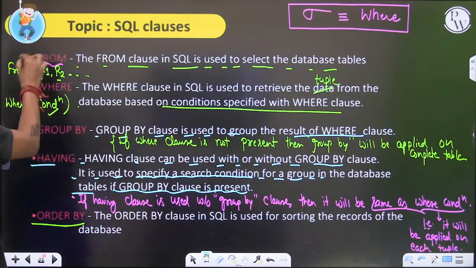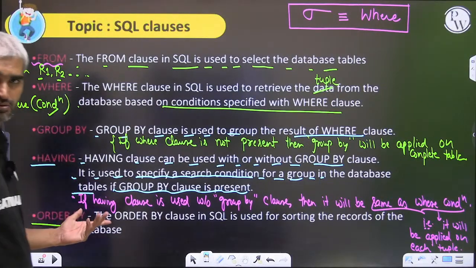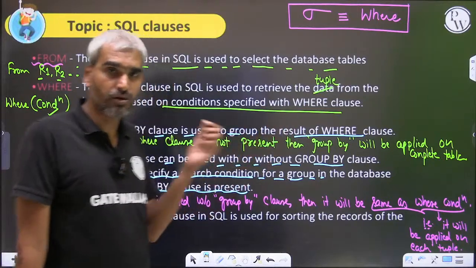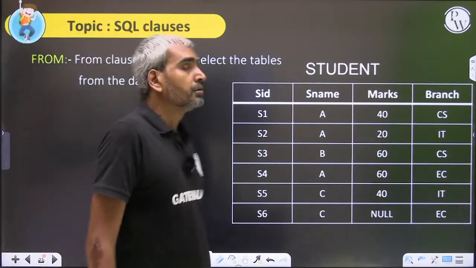I have specified different clauses. They are not in the order in which they will execute. Otherwise, after having, you will have a select command, then the order by clause. But I am just trying to explain the different clauses. I am not defining the order in which they will execute. The order is defined separately. I have already shown you this slide. Don't worry about that.